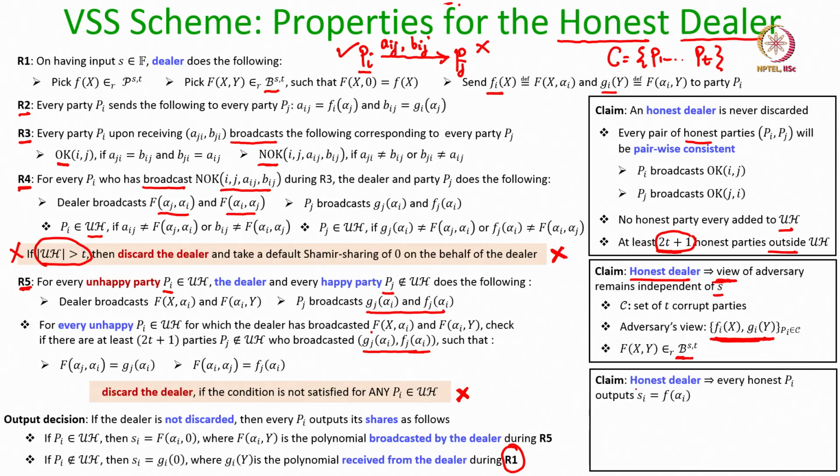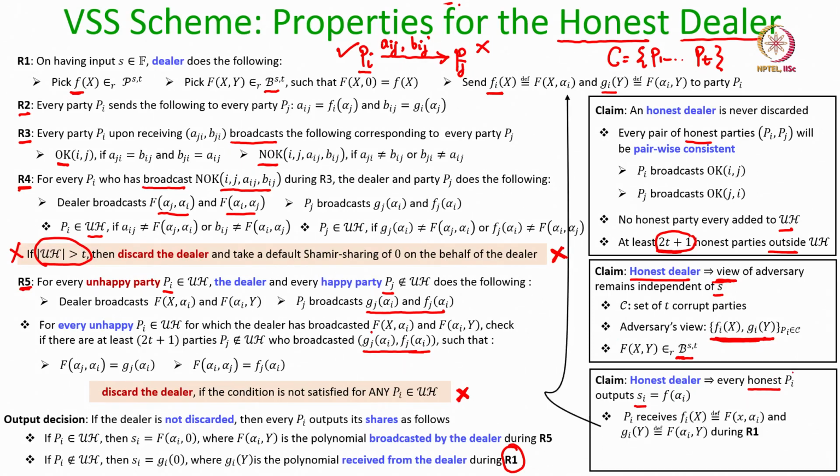The third claim is that if the dealer is honest, then every honest party Pi outputs the share Si, which is the value of the Shamir sharing polynomial f(x), which the dealer has picked during round 1, at x equal to alpha_i, and this directly proves the correctness property for the VSS scheme, right. So, let us see why this claim is true.